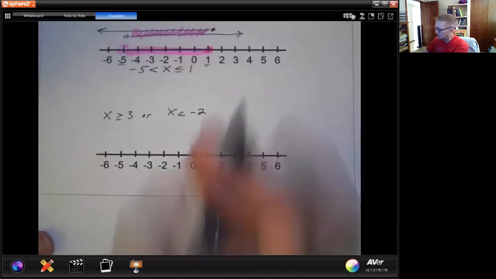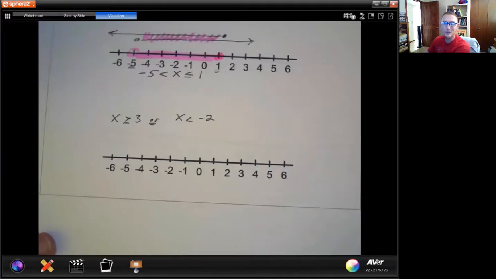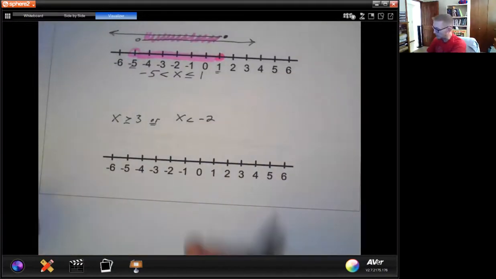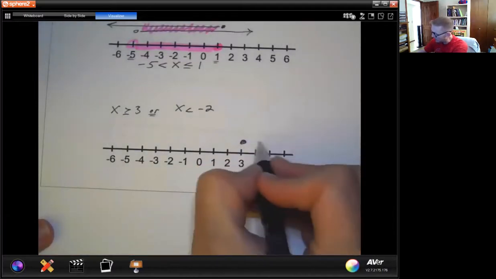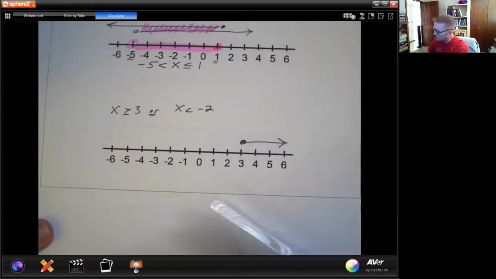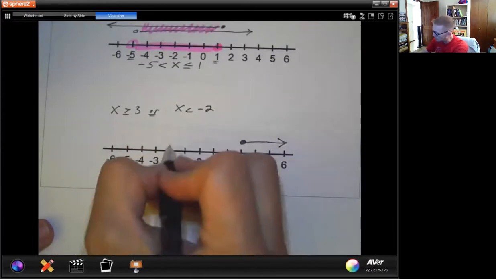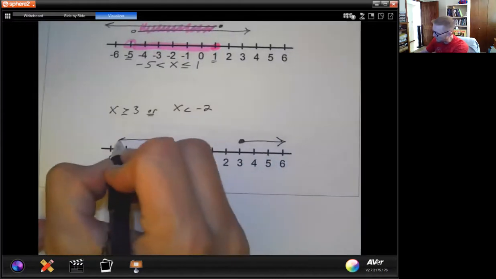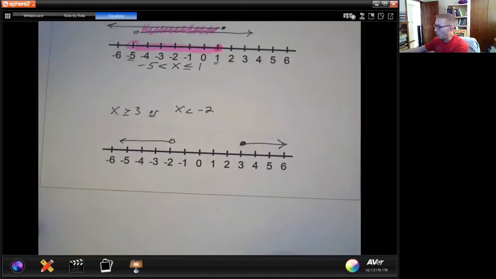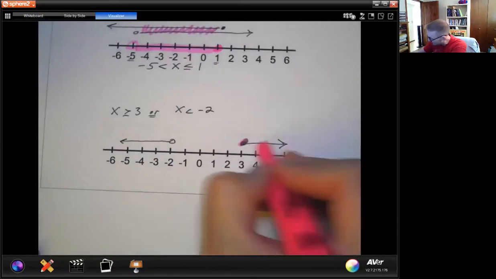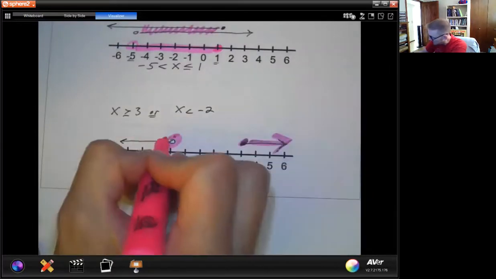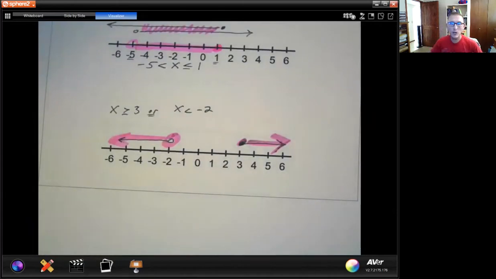Let's move to an or. I know it's an or, so I'm taking everything that the graph gives me, and it's probably going to go in opposite directions. So x is greater than or equal to 3. So a closed dot at 3 and an arrow to the right. x is less than -2, so an open dot at -2 and an arrow to the left. This is an or, so it wants everything. So I really have this graph here, and I have this graph here. I'm going to include both of them as that answer because it's going to be both of those lines because it's an or.